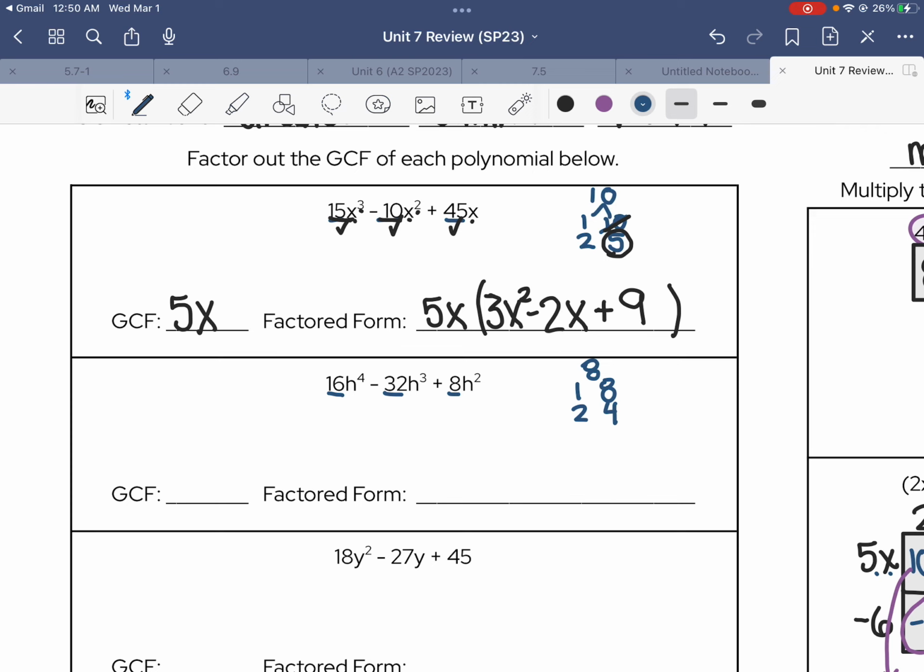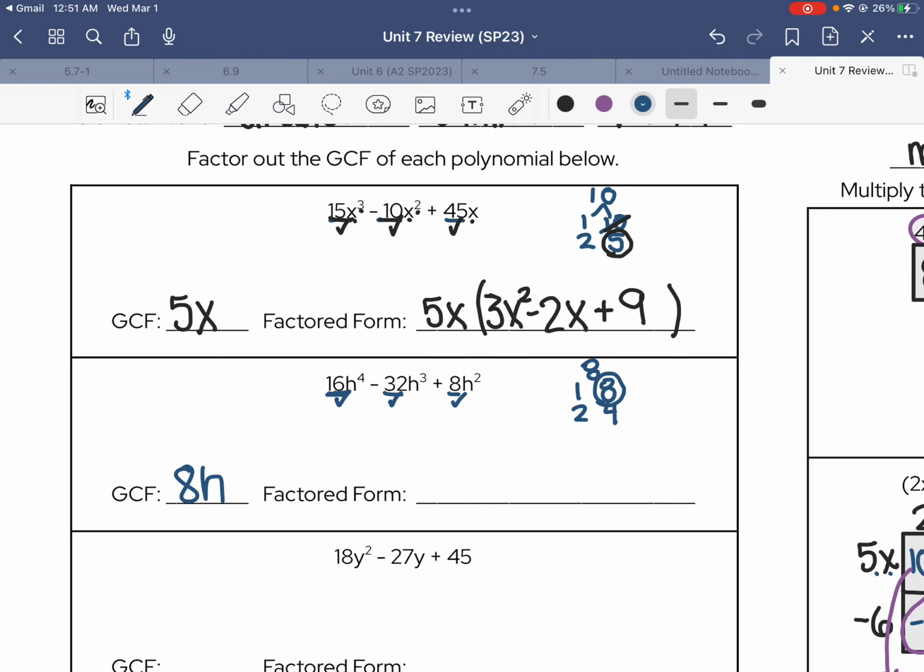Start with the biggest number, 8. 8 goes into 16 twice, 32 4 times, and 8 once. So it works for all three numbers. So 8's actually my biggest number on this one. Then I noticed that they all three have an h, so I would put an h with it.